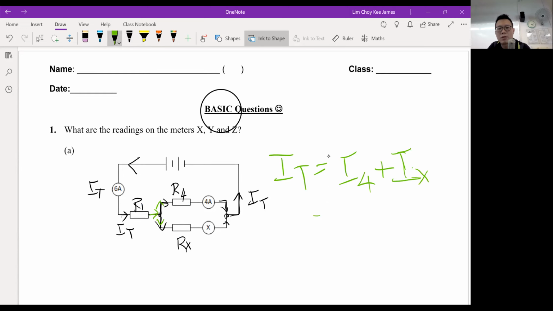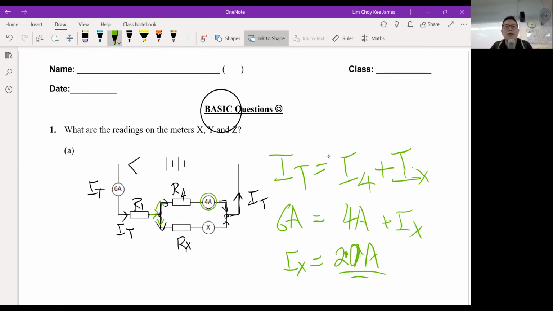From the question, you know that IT is 6 ampere, and I4, given in the ammeter here, is 4 amp. Using simple mathematics, you will know that the current flowing across IX will be 2 amp. Remember it's 2 SF, 2.0 ampere. This is what we mean by current in the parallel branch: they will split. The important thing I want you to take note of is that the current in the parallel branch will split out.